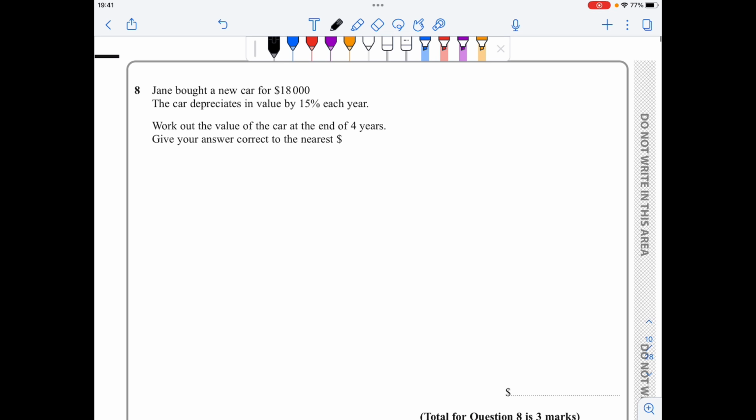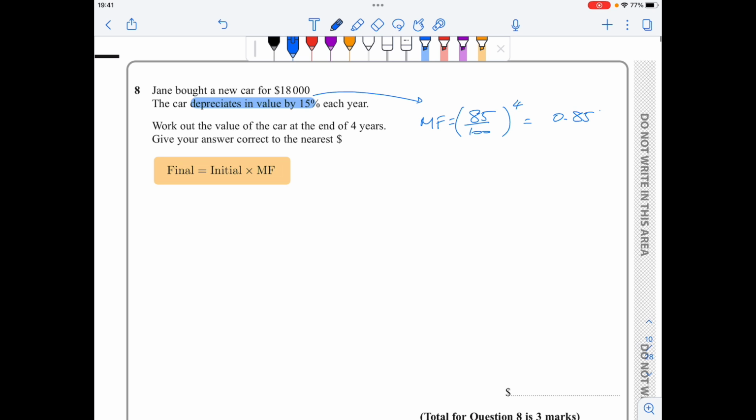For question 8, I have a depreciation of 15% each year. I need to find the final value, the new value of the car. I'm going to use the following formula. Final value equals initial value times the multiplying factor. Now, because of the 15% depreciation each year, the multiplying factor is equal to 85% to the power of 4, because I have 4 years, or you can write this as a decimal, 0.85 to the power of 4.